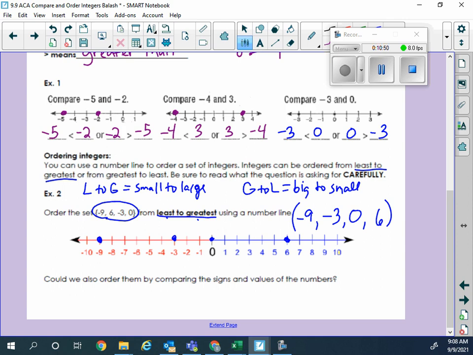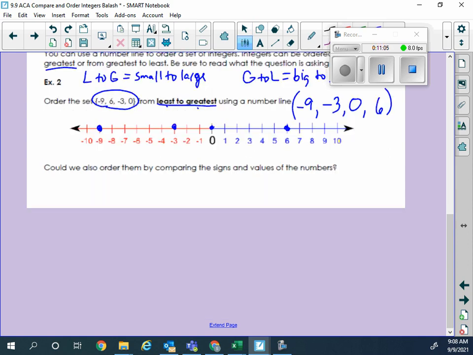And also, our numbers right here are pretty small. What if I gave you -900, -35? Are you really going to want to draw a number line? So we need to come up with another way. It says, could we also order them by comparing the signs and the values? Okay? So what we're saying is, -9, I'm just taking the original list. We already know the answer, but we're just taking the original list.